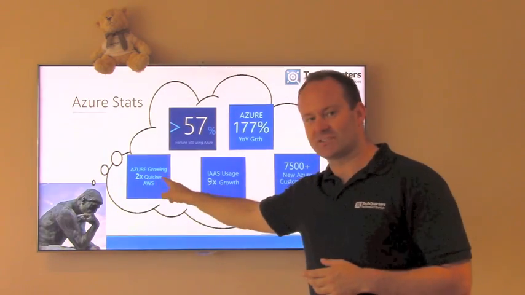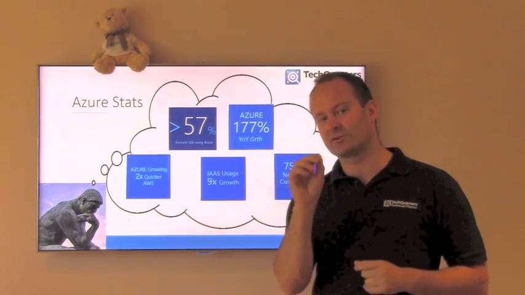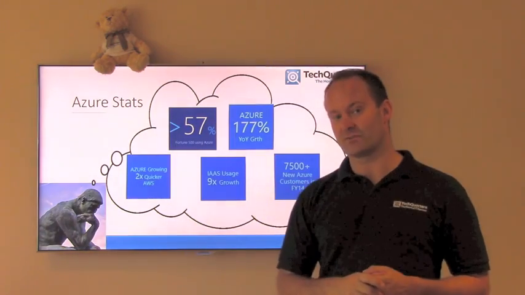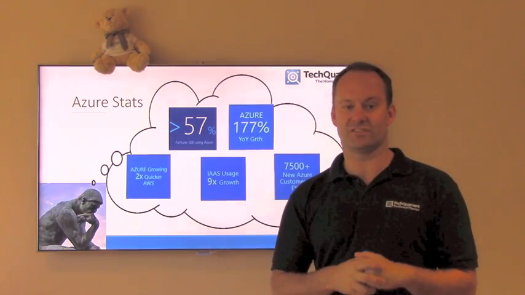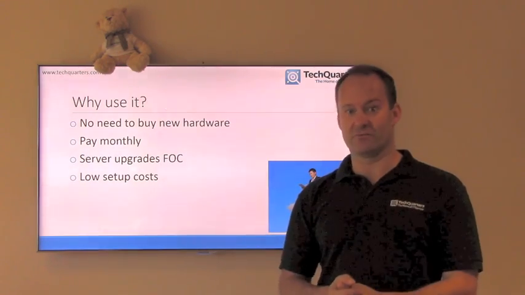And this is the interesting one as well. Most of you will have heard of Amazon Web Services. Well, Azure is growing twice as fast as Amazon did. And they've got a 9x growth on the whole of the infrastructure as a service usage. Wow, lots of stats, but hey, really interesting.